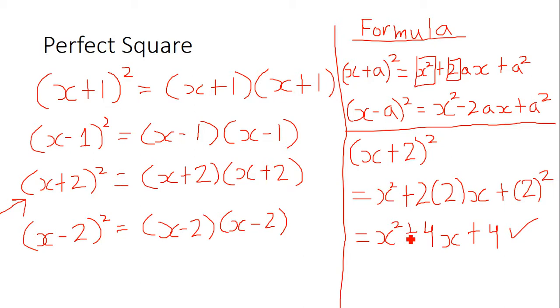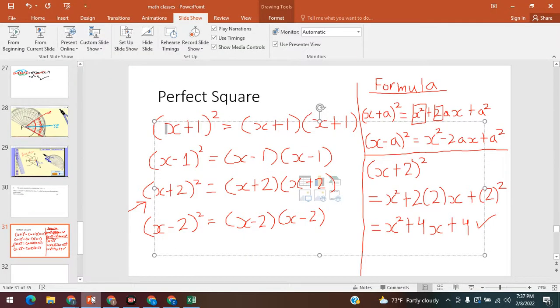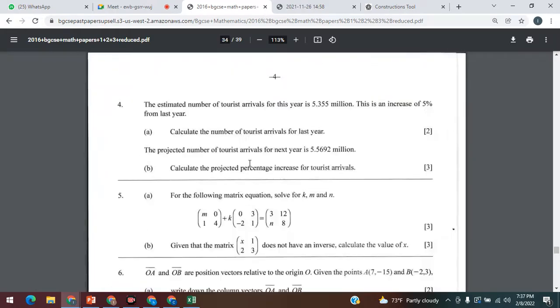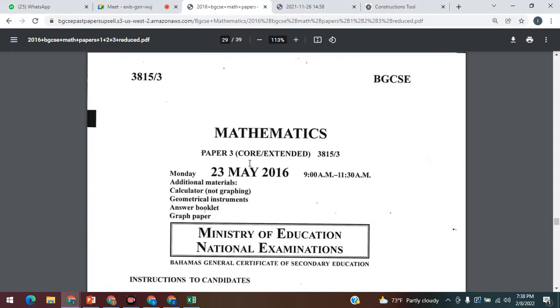All right, so we just have to run around with 50 formulas in our head at all times? Well, not so, because I believe that in this exam they gave you the formula. So let me check. I think they did give you the formula.